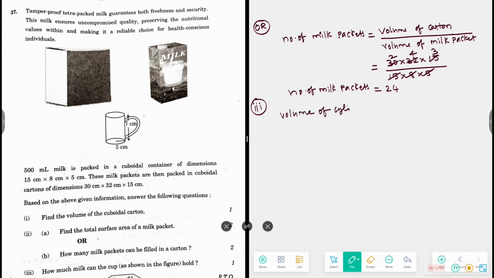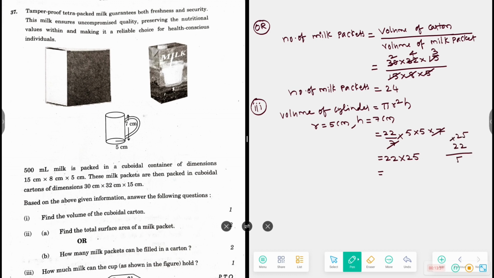Volume of cylinder formula is pi r square h. Here r is given, h is given. From the figure you can observe r is equal to 5 centimeters and height h is equal to 7 centimeters. So it is 22 by 7 into 5 into 5 into 7. The 7s cancel, so 22 into 25, which is, let's do it, 50 again 50.